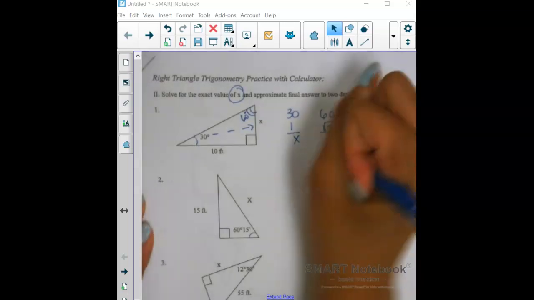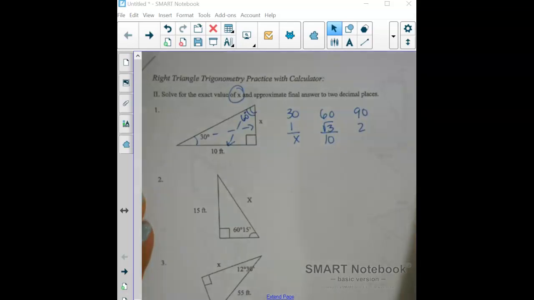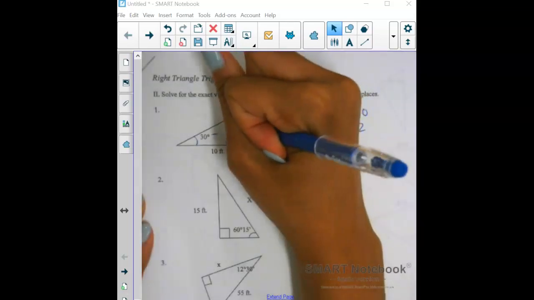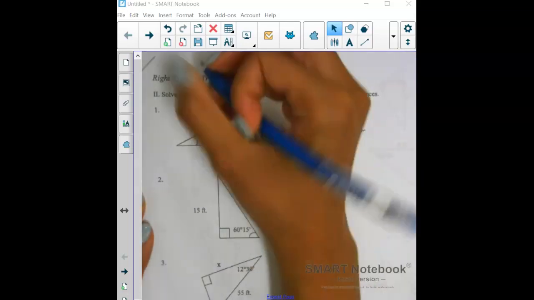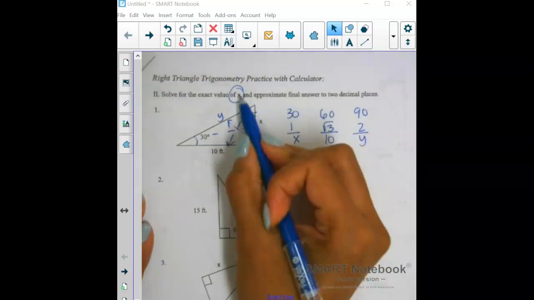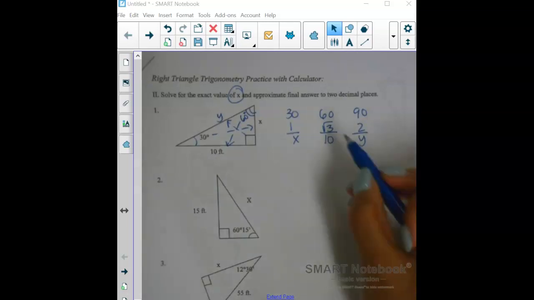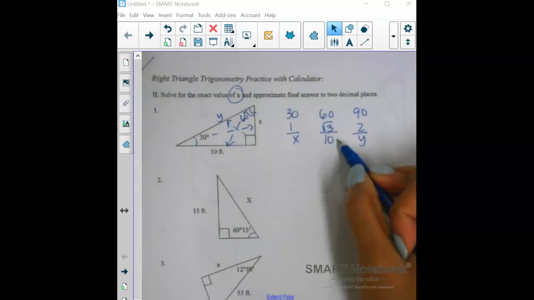Right across from 60, I have 10. That's 10 feet. And right across from 90, I just have the hypotenuse, which I don't know what that is, so I'm just going to put a y. We don't need to find y, we only need to solve for x. In order to use this method, which is pretty simple and will always help you with finding your answer, you need to have at least one full fraction that's nothing but numbers.